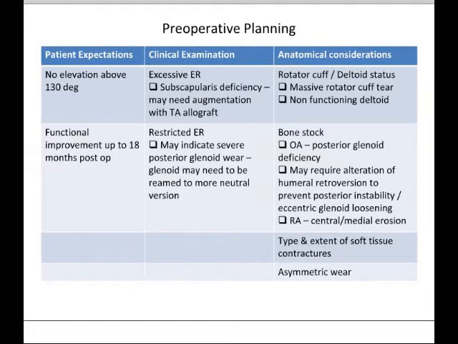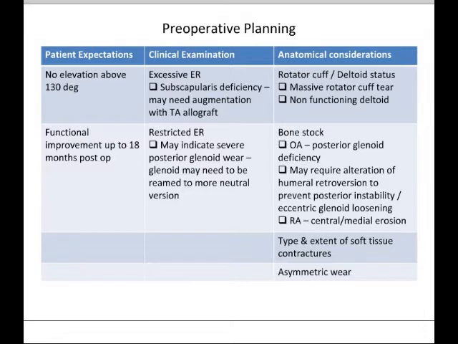Look for large tears or a non-functioning deltoid. Look at the bone stock. In osteoarthritis, like I said, you'll get posterior glenoid deficiency. With rheumatoid arthritis, you'll get central and medial erosion. Also look at the type and the extent of the soft tissue contractures and any asymmetric wear.